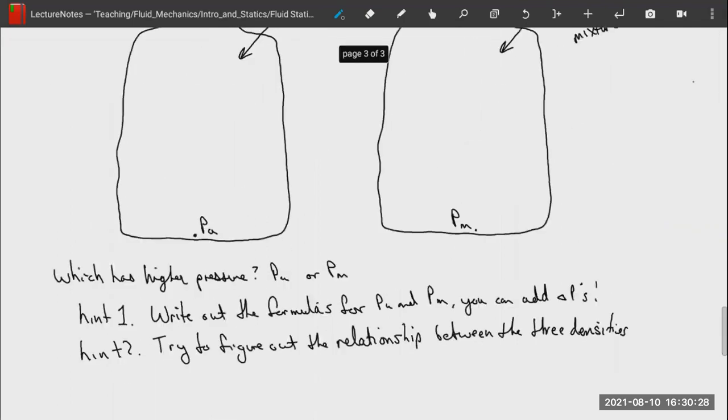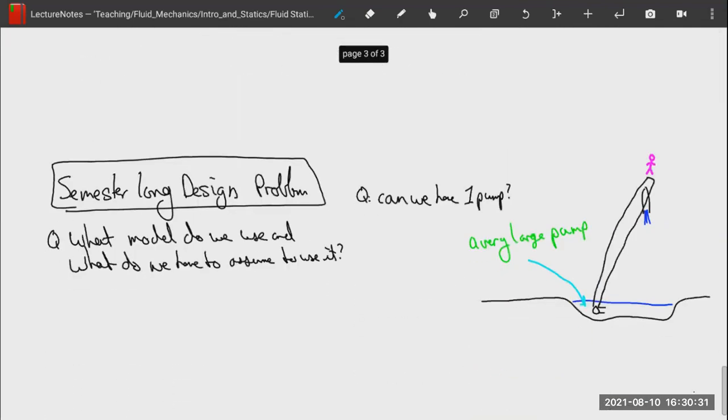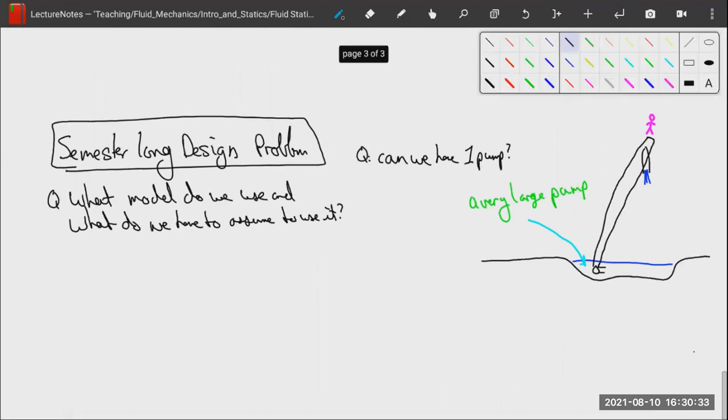And then after we're done with that in class, we are going to do our first problem in the semester-long design problem, which is the question of, can we have a single pump at the bottom pushing water up to the top and to a jet at the top, which is providing our thrust. And now every time you're an engineer, people might ask you a question like that, and you as an engineer have to convert that into a much more precise engineering question.